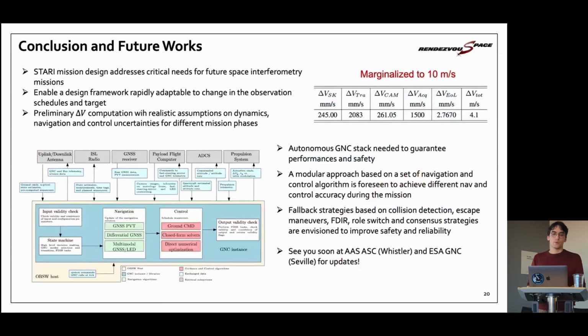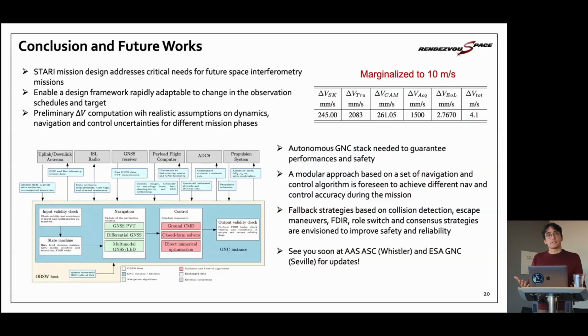So to sum up, we provided a framework for designing a new generation of space-interferometry missions with a formulation that is based on relative orbital elements and allows a very easy and geometric interpretation of how the design works. We provided the preliminary delta V budget. With margins, this amounts to almost 10 meters per second, which is pretty much compatible with most of the formation flying missions for CubeSats in LEO.